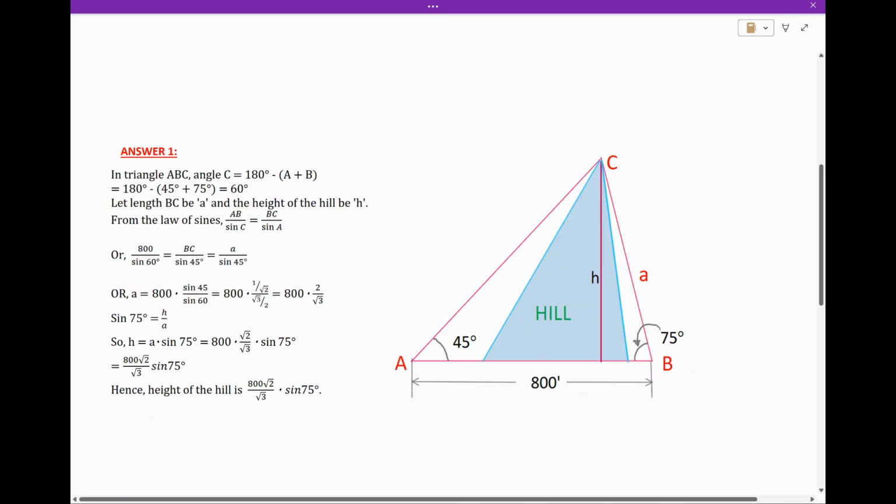In triangle ABC, angle C, that is this angle, is equal to 180 degrees minus angle A plus angle B. That is because the sum of all the three angles of a triangle is 180 degrees, and so angle C is equal to 180 minus 45 degrees plus 75 degrees, and that is equal to 60 degrees. So this angle is 60 degrees.